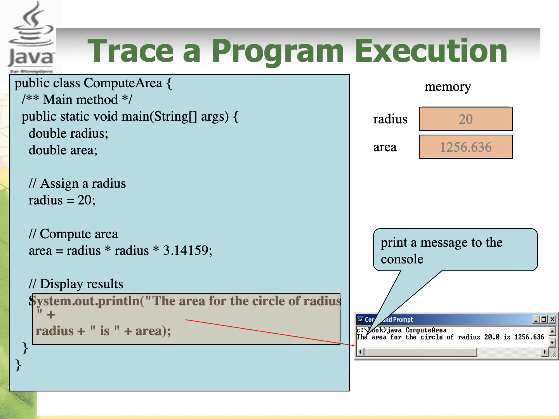To display the result, we have System.out.println. It will display the sentence, the area for the circle of radius. Then we have the plus sign, which refers to string concatenation. Then radius, where radius is referring to the value of the variable radius. Then another string is, and finally the evaluated value of area taken from the variable called area. And that's the end of this program.